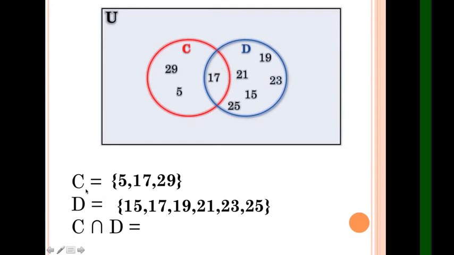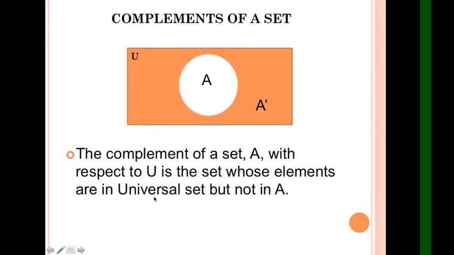Now, the question is, what is the intersection of C and D? The answer is 17. Okay, yun ang kanilang similar numbers. As you can see in the elements of C and D, meron silang similarities, and this is the number 17. Okay, now let's proceed to the next one, the complements of a set.